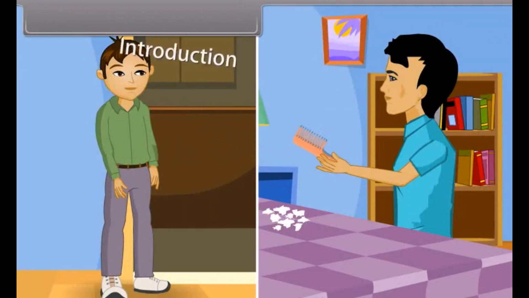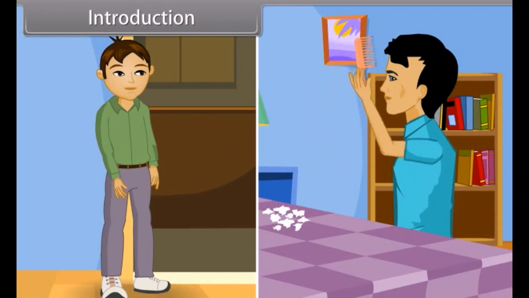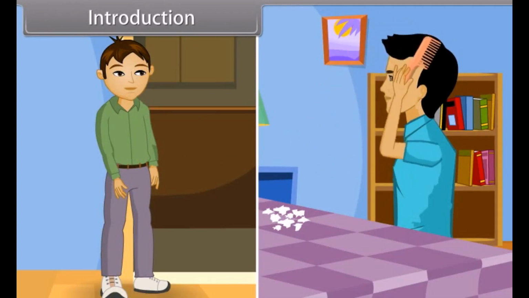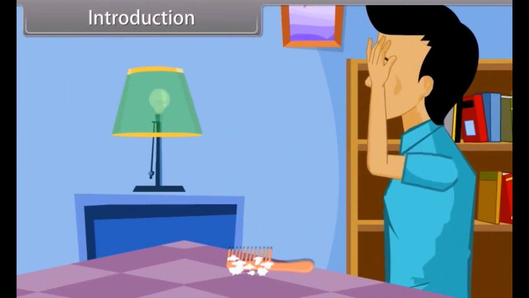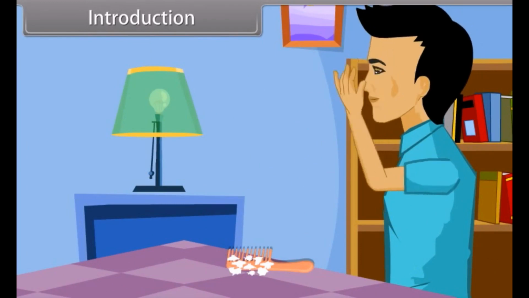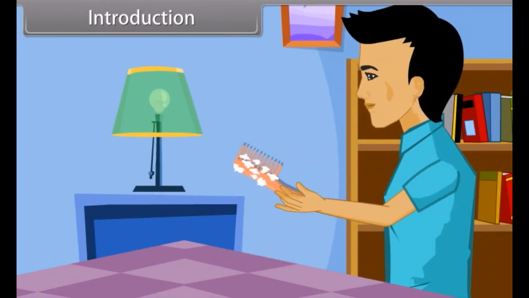Introduction. Amit and Sanjay are planning to purchase some articles from the market. For this, Sanjay is ready and waiting for Amit. Amit is combing his hair. After combing, when he puts the comb on the table and again picks the comb, then he gets surprised. He observes that some pieces of a paper are stuck to the comb.